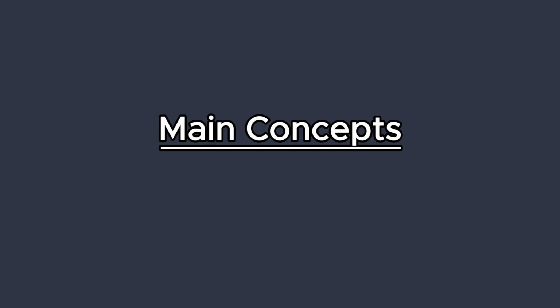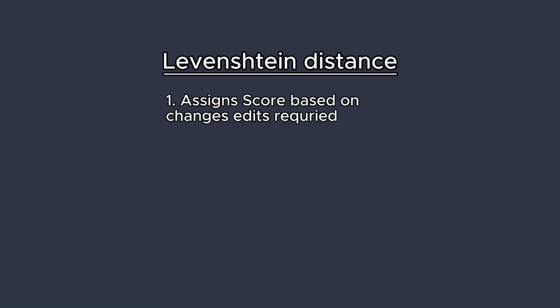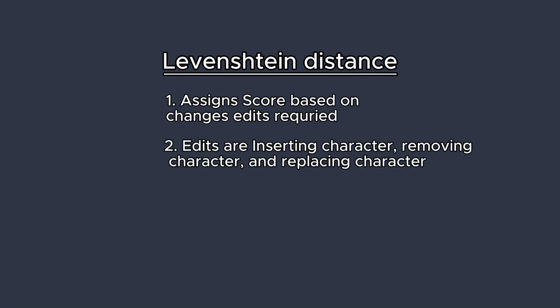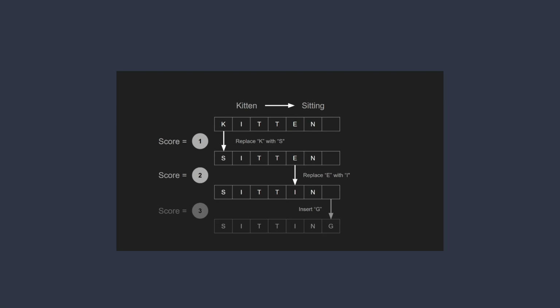Most fuzzy search algorithms rely on three main concepts. These are the Levenshtein Distance, which assigns a given string a score based on the number of changes required to edit it into another string. For example, the Levenshtein distance between kitten and sitting is 3 because it only takes 3 edits to change kitten into sitting.